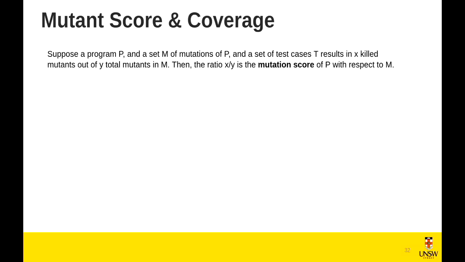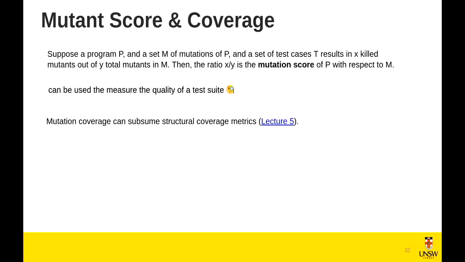Just now we learned the concept of mutation score in the overview of mutation testing. This mutation score can be used to measure the quality of a test suite. The higher the score is, the better the test suite is, which means that the test suite can kill more mutants. And mutation coverage can subsume some structural coverage metrics we have learned in lecture 5.